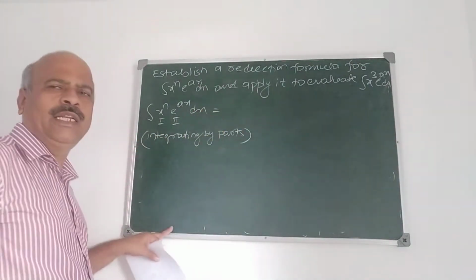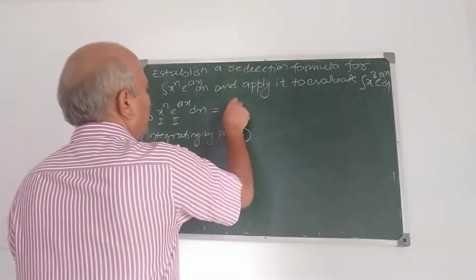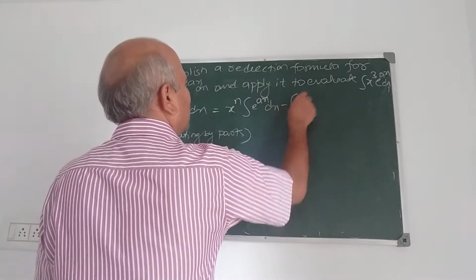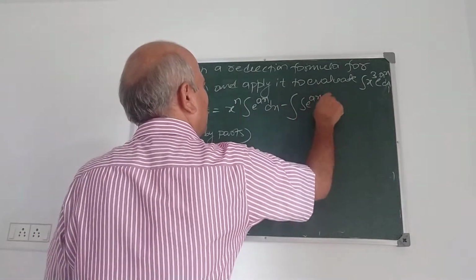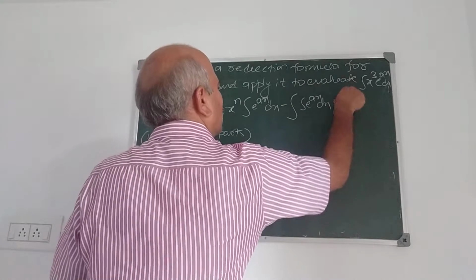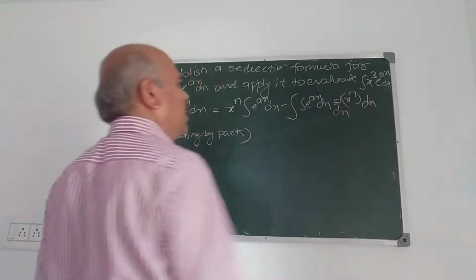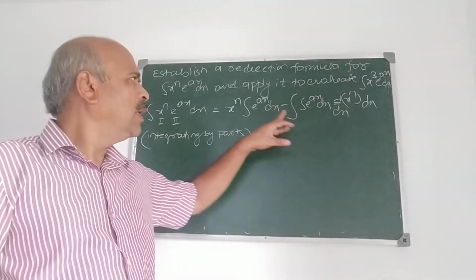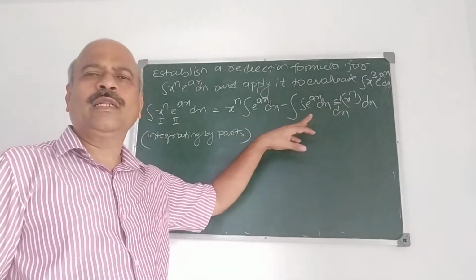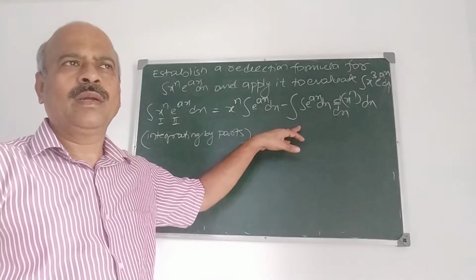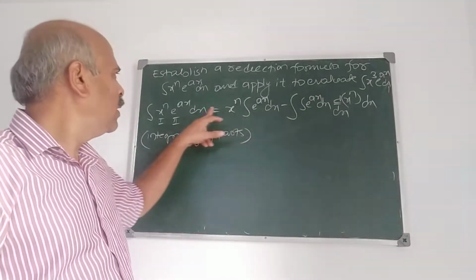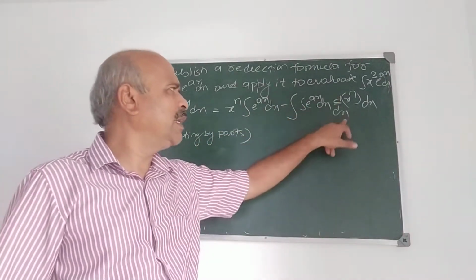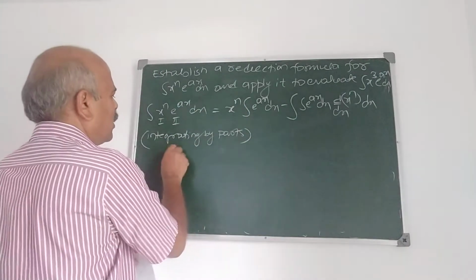How to apply integration by parts? First function x raised to n, integration of second minus integration of second d by dx of first. I think now you are able to apply this integration by parts. I already explained how to apply this rule and also solved some examples how to apply integration by parts. First function integration of second minus integration of second d by dx of first. It is called integration by parts.